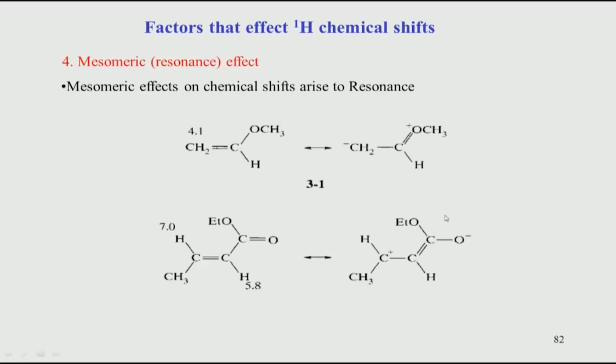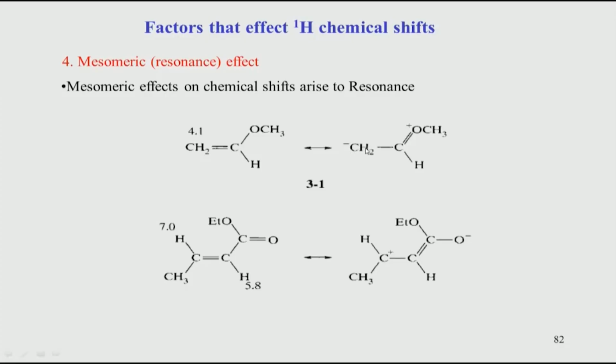Next we look at the effect known as the mesomeric effect, which arises because of resonance. This is a very simple example here. You can see that this particular molecule resonates between two different structures. There is a negative charge here and that moves to become positive. When we say negative charge, what it means is that the carbon has accumulated a negative charge.